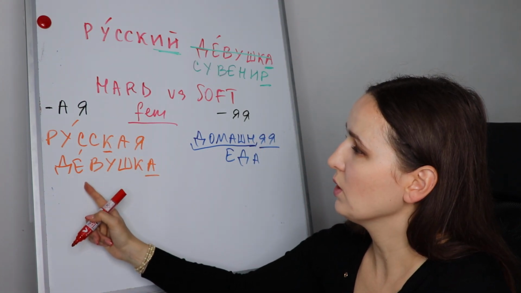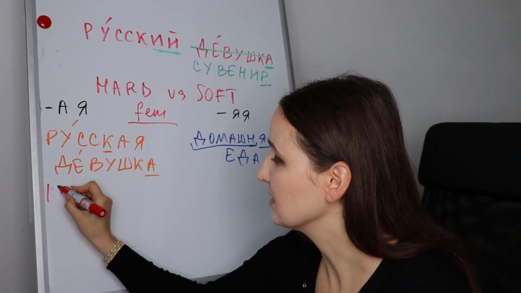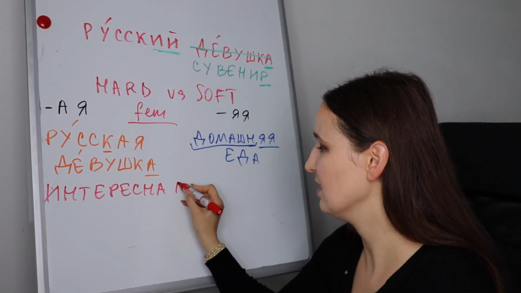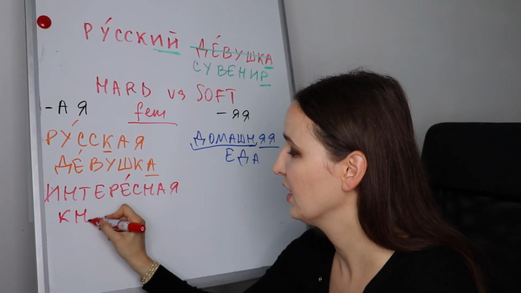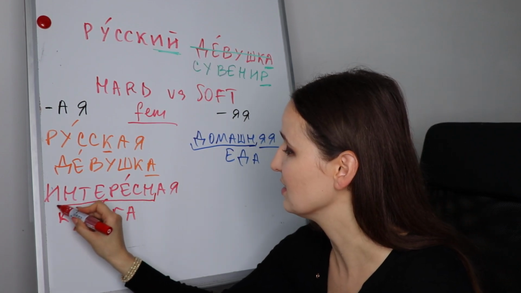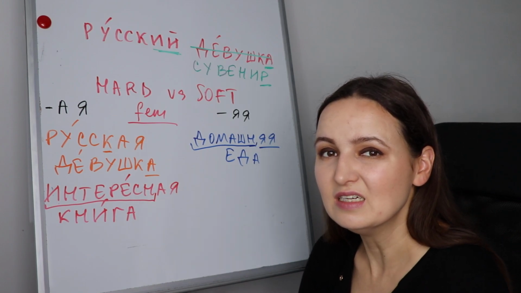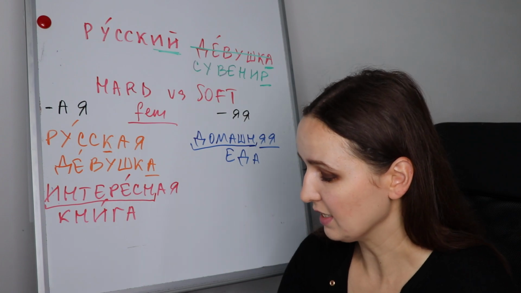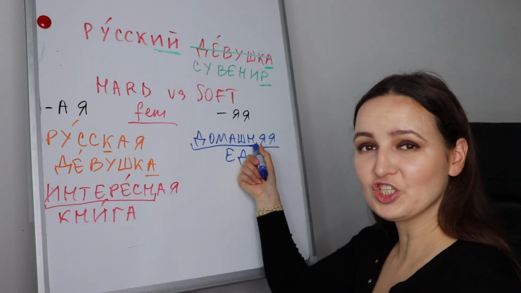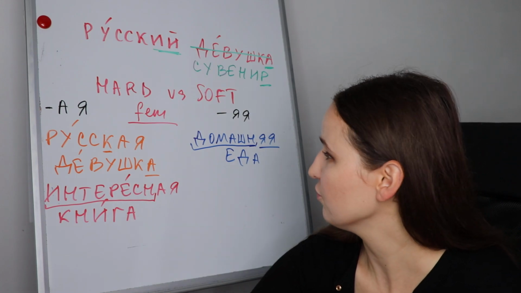Or let's look at the hard adjective with n as well. Интересная книга. So the stem is интересн and the ending is ая. Интересн, hard. And домашний is soft. Let's write another example with the soft n.